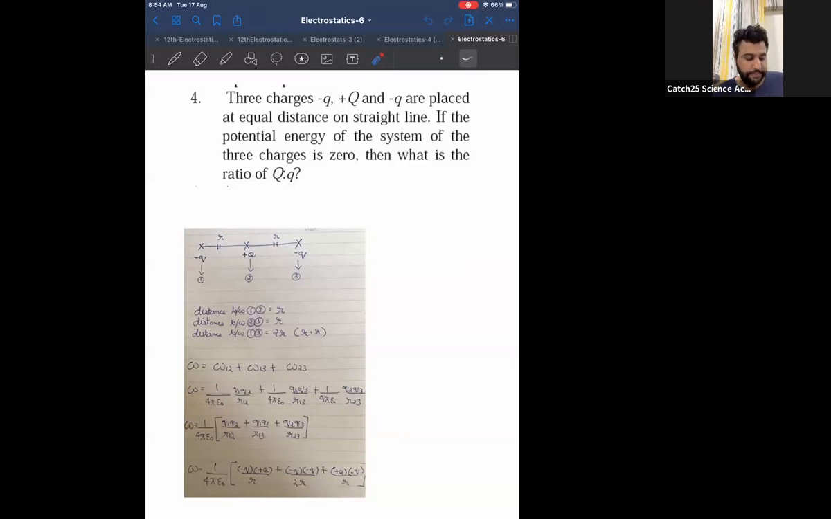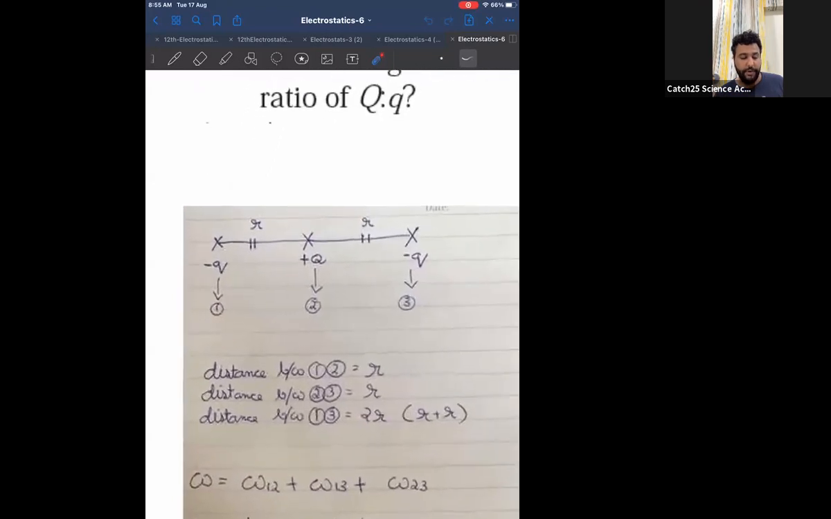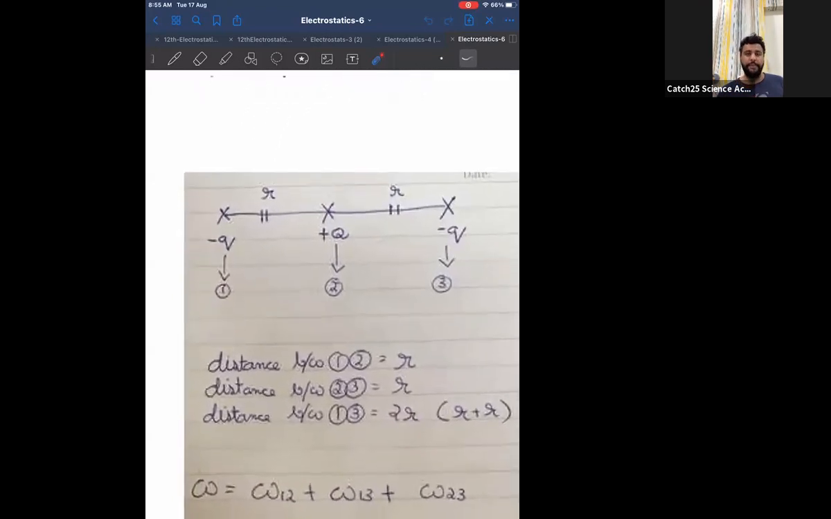Three charges, minus Q, plus Q, and minus Q. Look at the caps lock. You cannot ignore the caps lock, because capital Q is plus and small q is minus. They are placed at equal distance on a straight line, full stop. They have not given the diagram. So I will assume the three charges, minus q, plus q, and minus q, are placed at equal distance.